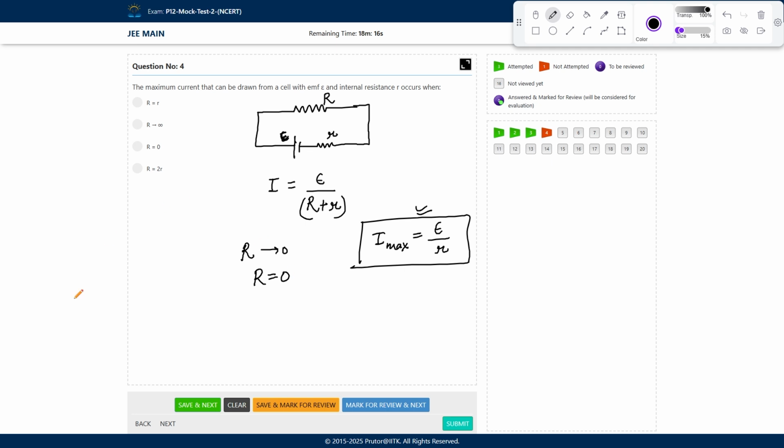Got it? So according to this, what is the option? So I will start asking one by one if you are not answering in the comment section. Okay, so you have to answer, those who have solved, or those who are solving before me. Okay, R equal to 0. Let's move on to the next question.